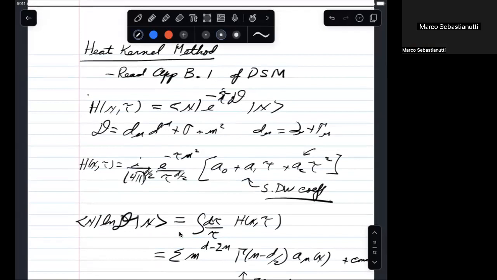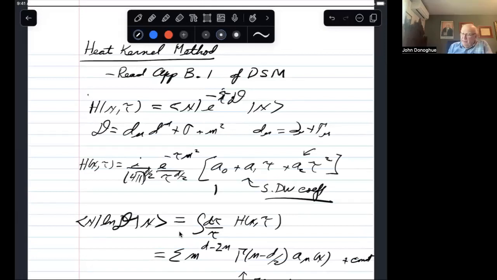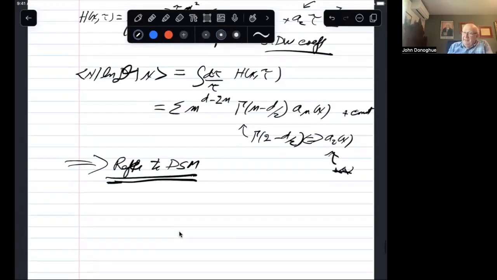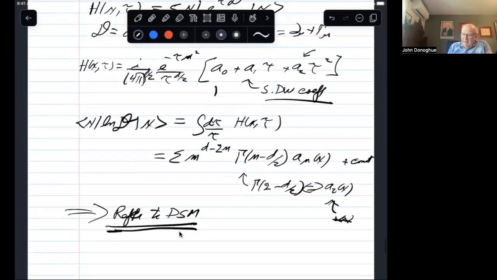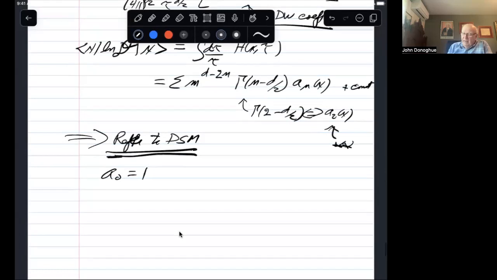Sorry, can I ask you one thing? What are the A0, A1, and other coefficients? A0 is 1. So here's the physics. Let's forget the formalism for the moment. A0 is just 1. A1 is basically the effect of the tadpole diagram. And so it really is just sigma. I think it's sigma over 2. No, it's sigma.